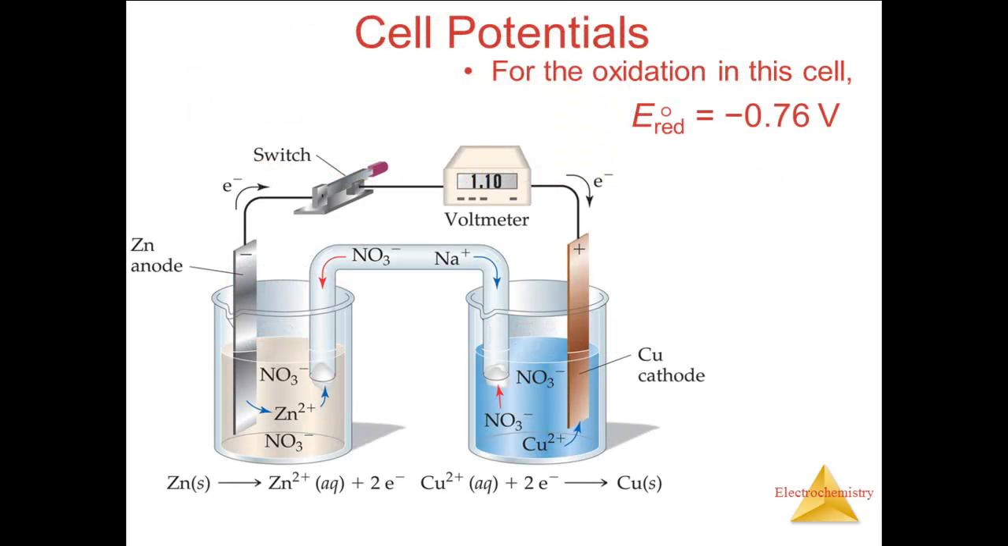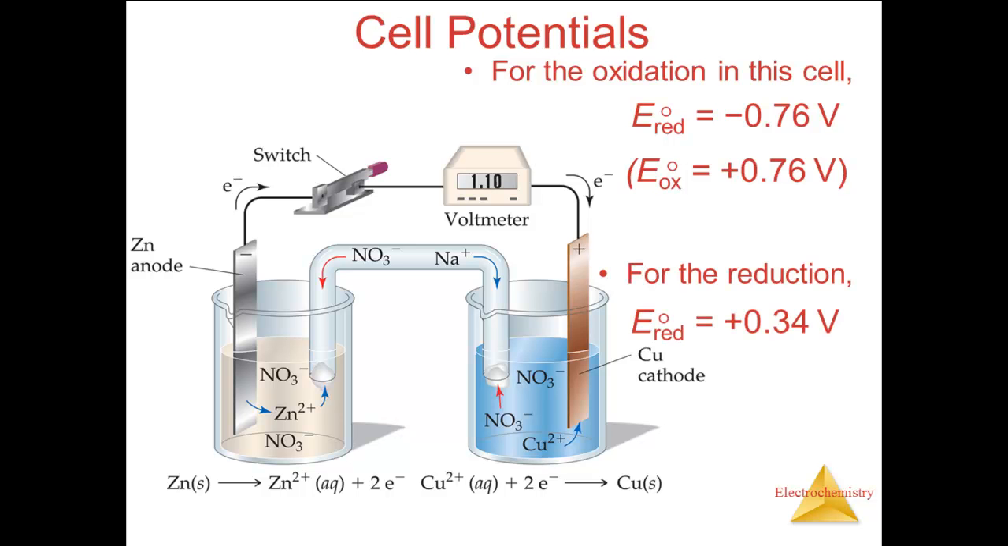Both methods are illustrated in this example of a zinc-copper cell, which is called a Daniell cell. The zinc is oxidized at the anode, and the reduction potential for the zinc is minus 0.76 volts. Since we need to reverse the reduction half reaction, the voltage for the oxidation half reaction is plus 0.76 volts.